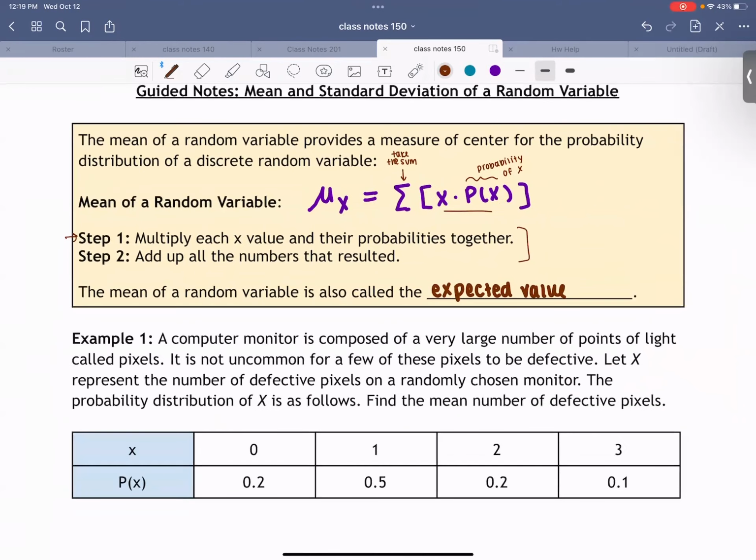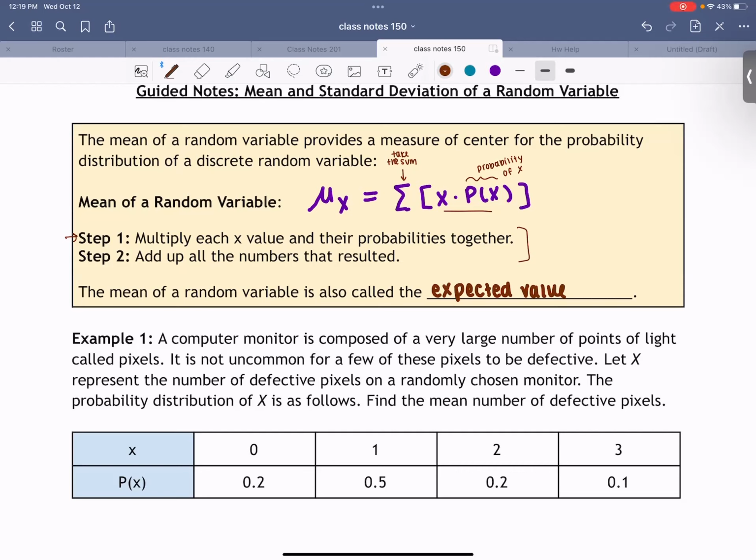Let's go to example number 1. We have this computer monitor, and when you look at the screen, it's actually not a big picture. It's a bunch of tiny squares called pixels that combine together to make something that looks like a picture to our eyes. And these pixels are so small that it's not uncommon for one to be defective. A lot of the time one pixel might not be working, but you can't really tell when you look at the screen.